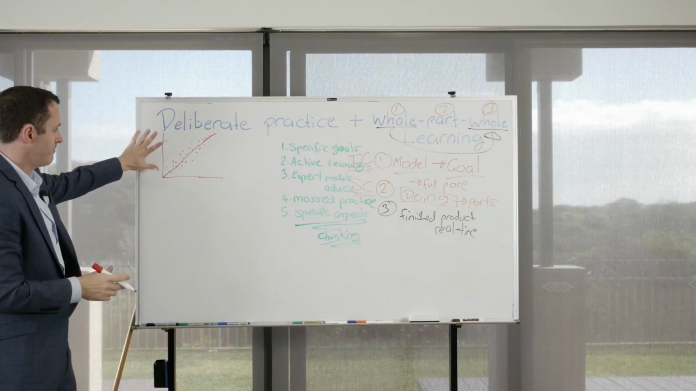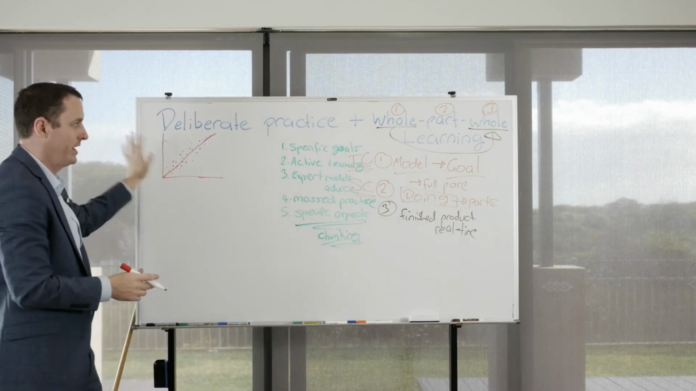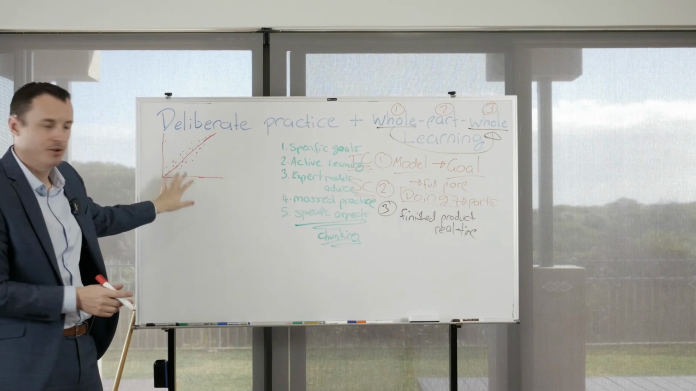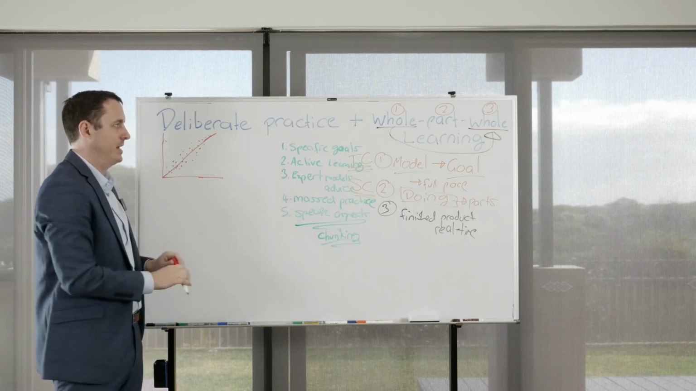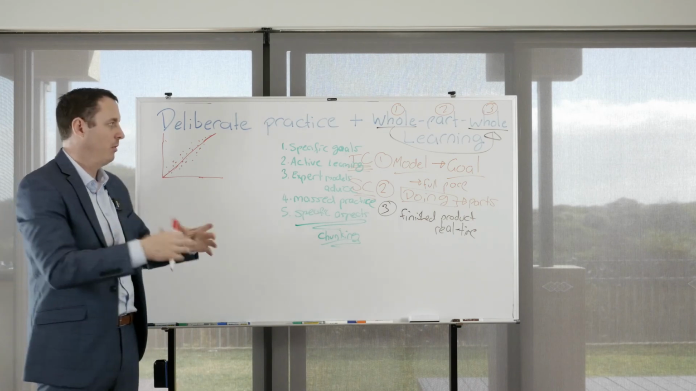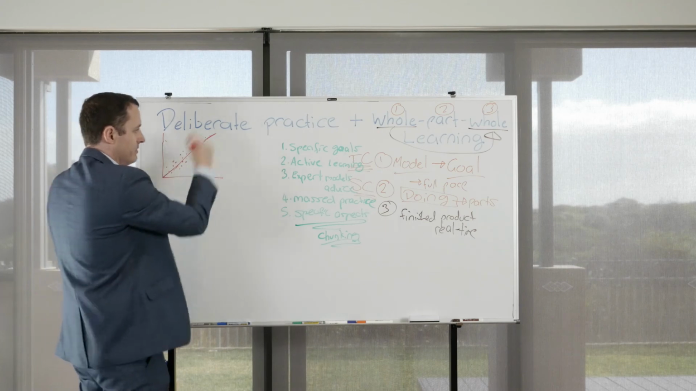Now let's go over to whole part whole learning. So whole part whole learning for this is very simple. The teacher, teacher aide, whoever, would do an example on the board, do some think alouds and go through and show the students what an actual master or expert model looked like. So this is how I would do it.